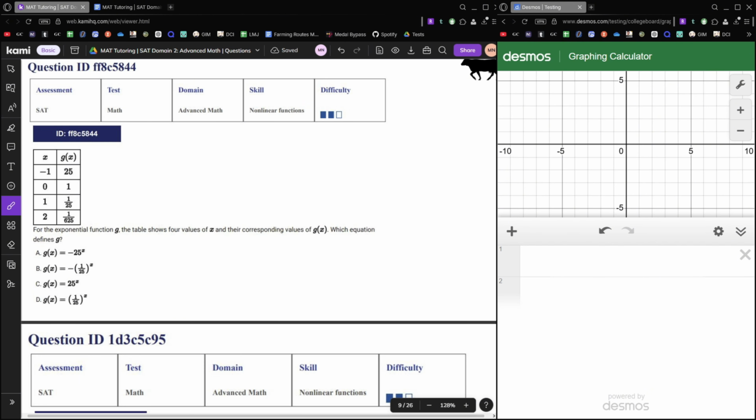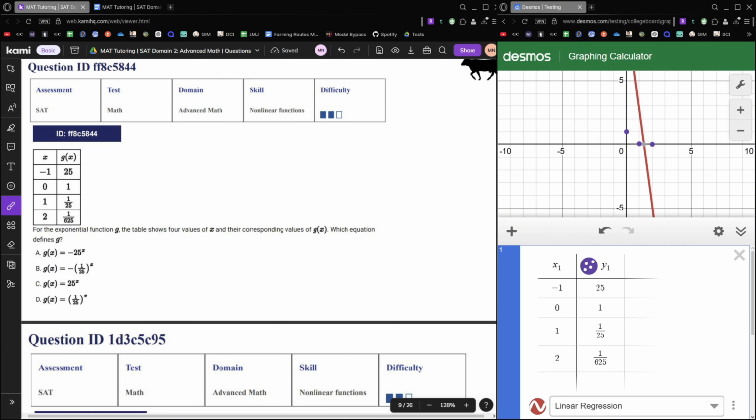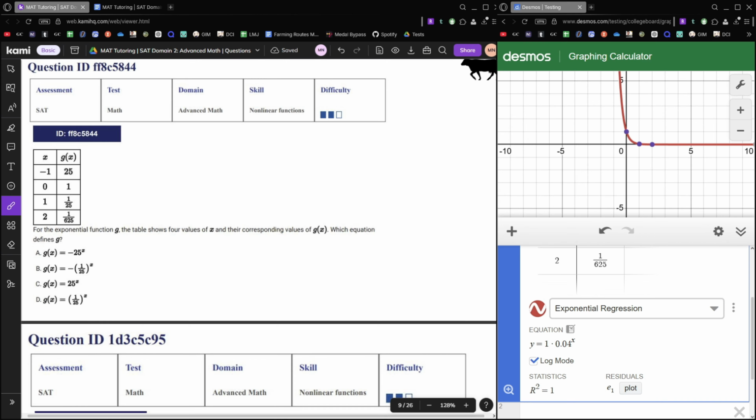We're going to use exponential regression, so let's go ahead and add our table and then type in all of our points. Alright, I went ahead and typed in all our points, and now we just need to add in our regression equation. So we're going to go to the top left of the box, add regression, and of course exponential function, so let's choose exponential regression. And we get our equation is 1 times 0.04 to the power of x.